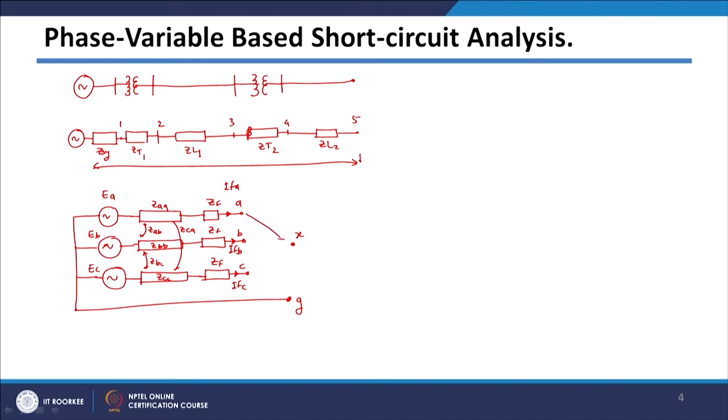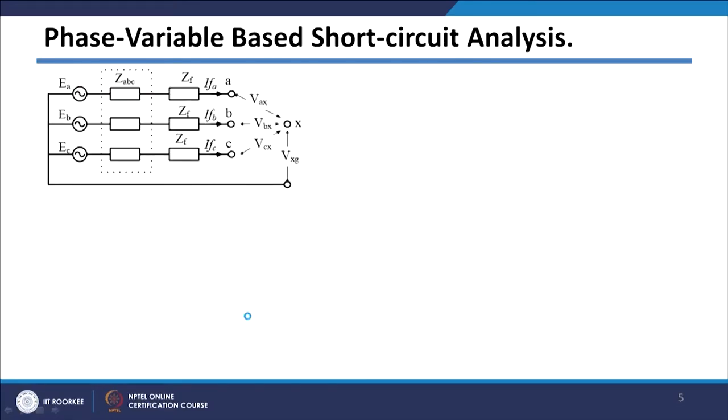This voltage I am calling between A and X, it is VAX, between B and X it is VBX, and between C and X it is VCX, and between X and G it is VXG. So, for fault analysis purposes, we have converted this system into this particular system, and I have made this arrangement of point X and point G and points A, B, C, so that for different types of fault I can make different connections. So, let us write the equation for this.